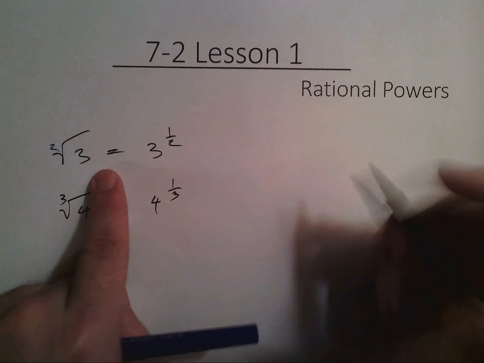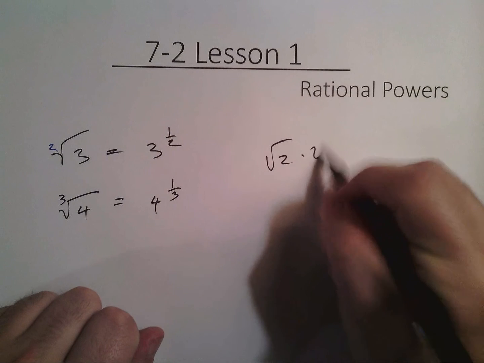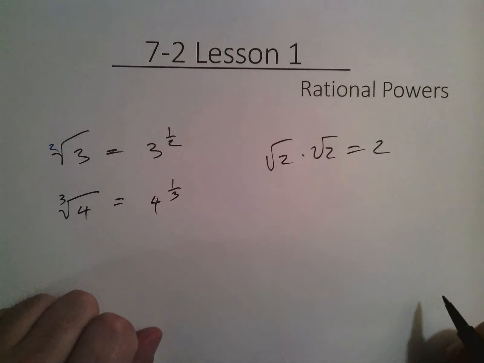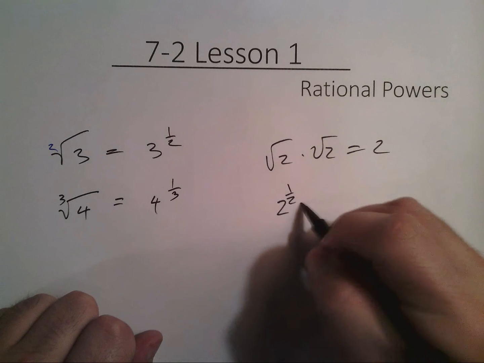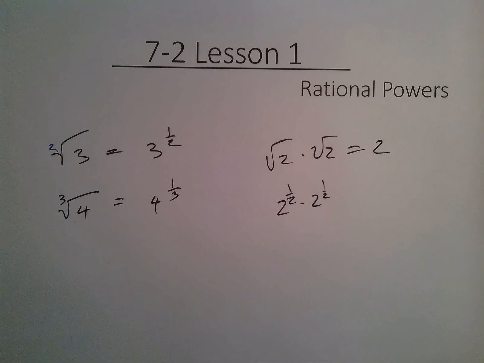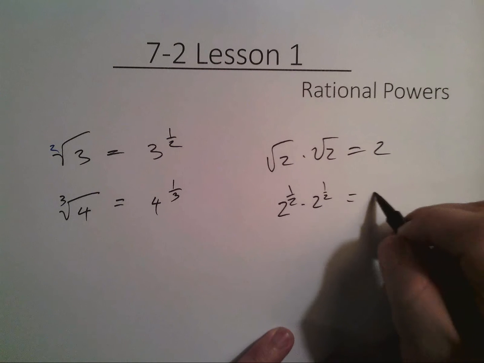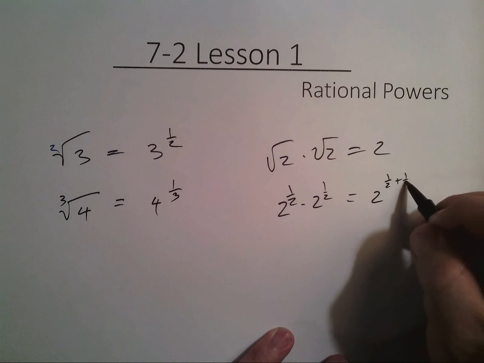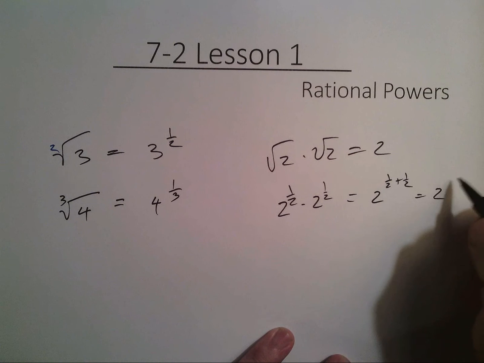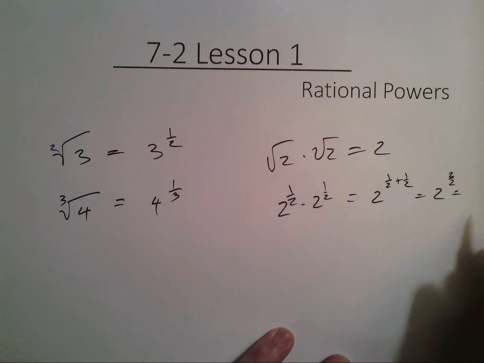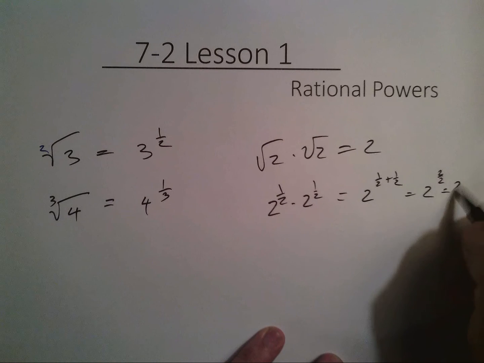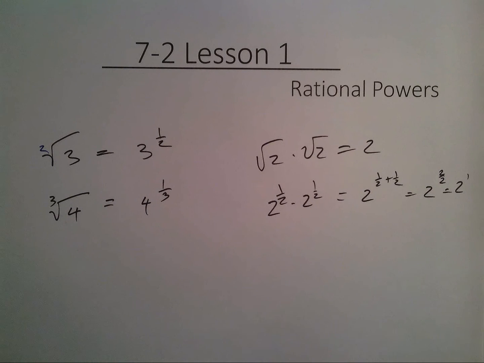When I have a half power, I know that the square root of 2 times the square root of 2 is equal to 2. Now, what happens if I have 2 to the 1/2 times 2 to the 1/2? If I use my exponent rules, which we should have gotten from Math 101, I know that it becomes 2 to the 1/2 plus 1/2. In other words, that's equal to 2 to the 2/2, which reduces to become 2 to the 1st, or 2.